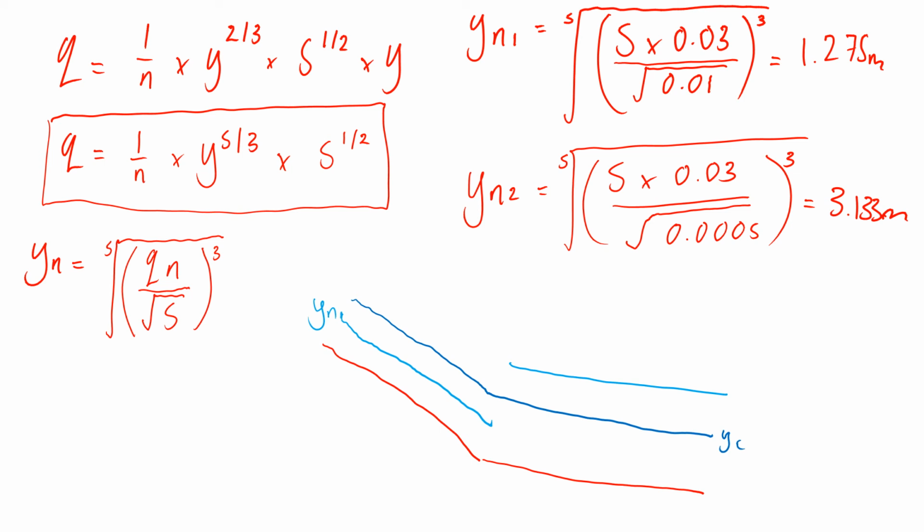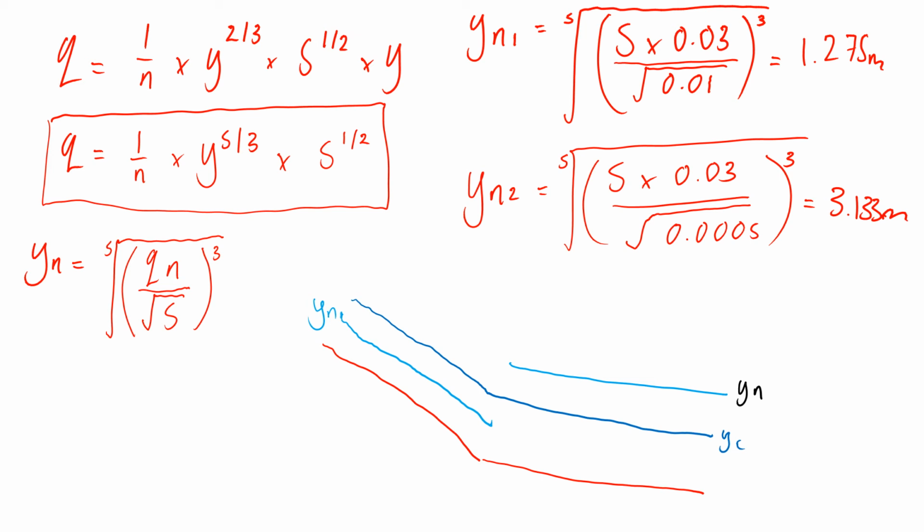Now, the possible profiles that can occur. In this channel, you have a steep channel because the YC line is greater than the YN line, and in the downstream channel, you've got a mild slope because the YN line is greater than the YC line.